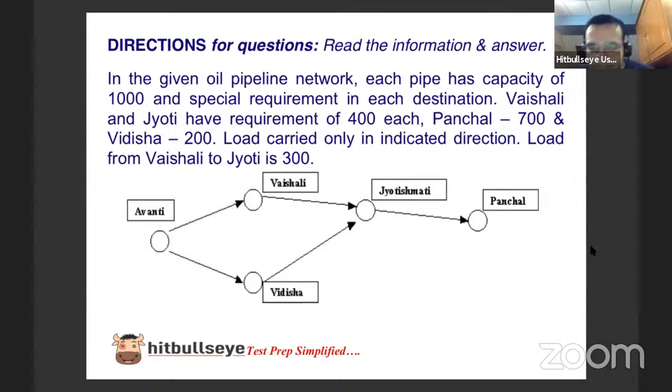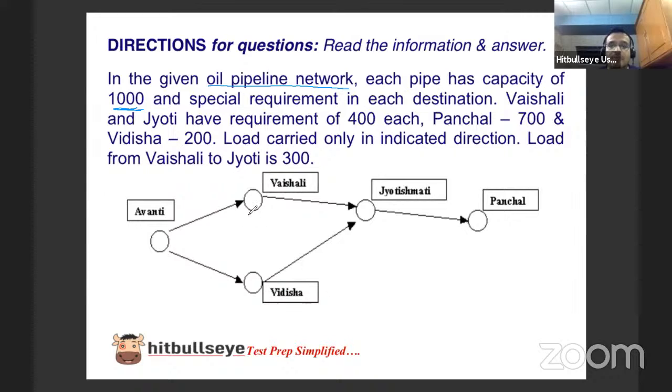All right, so what is happening here? We are given an oil pipeline network in which we have a capacity of each pipe. Maximum capacity is 1,000 liters. I'm assuming it is in liters, right? Each pipe has a capacity of 1,000 and a special requirement at each destination. So some destinations are given: Avanti, Vaishali, Vidisha, Jyotishmati and Panchal, right? Each location has its own requirements in liters for oil or fuel. Let's take petrol. So let's write that down quickly. What requirements are given to us?